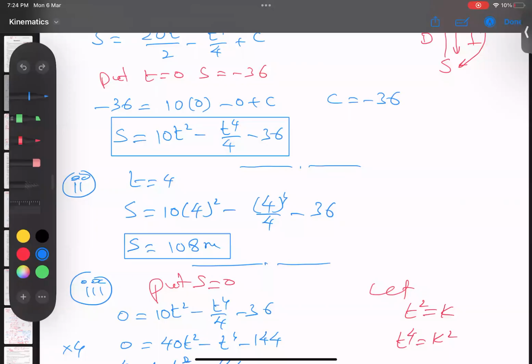Yes, students, there is one mistake here. I will just make the correction. When I plug in these values, this is coming 60, so 60 meters. This is the only correction, and the rest of the parts are clear.